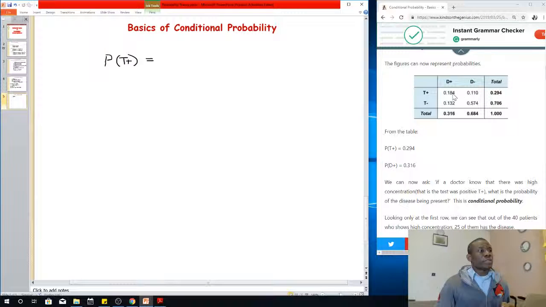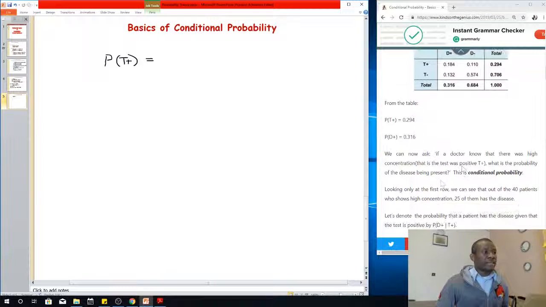So the summation of whatever is in the row of T plus gives us the probability of T plus. So in this population of 136 people, the probability that a patient has a high concentration of the substance is 0.294. So let's see the clear explanation and let's write the next one.